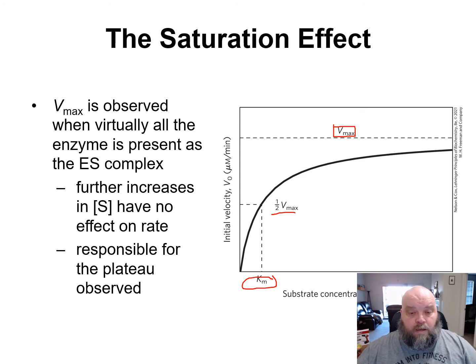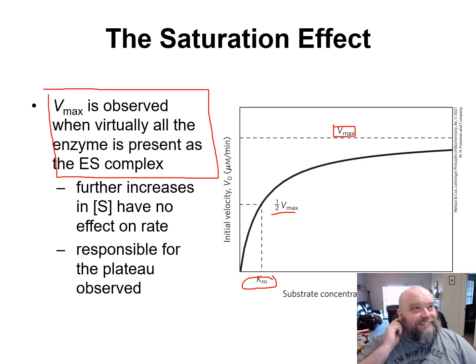So Vmax is observed when virtually all enzyme present is in an ES complex. Not going to happen, but you're going to get really, really close. But you're going to get to that point where you're approaching it, and no matter how much more substrate you keep adding, it just isn't going to get any higher. It's just not going to get any closer.